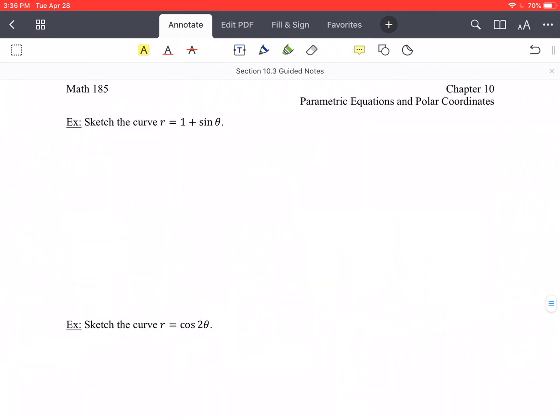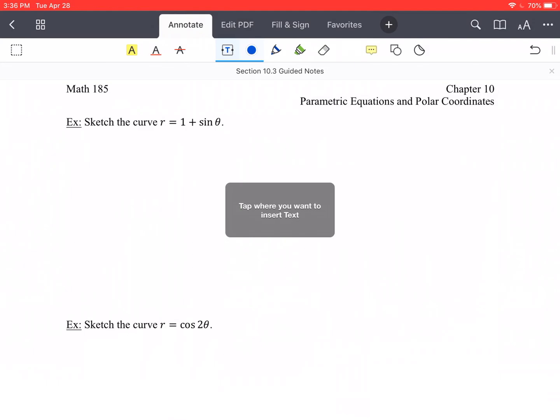So sketch the curve, r equals 1 plus sine of theta. Okay, so one trick that we're going to start using now, rather than doing all that plotting of points, because plotting points is not very efficient, we're going to go ahead and just sketch the curve out in Cartesian coordinates first, and then use that to give us a really quick guide for what the curve is going to look like, and get some points for our r and our theta.